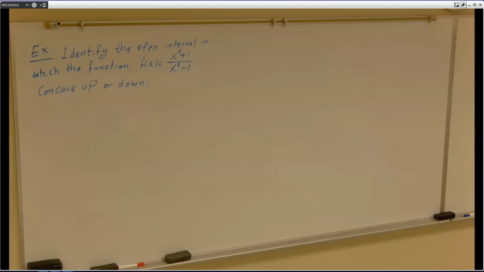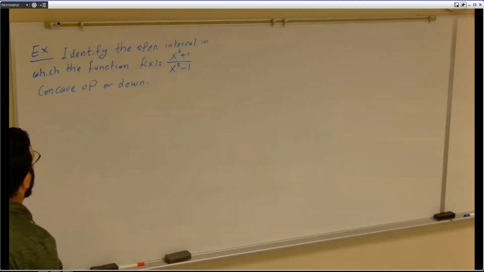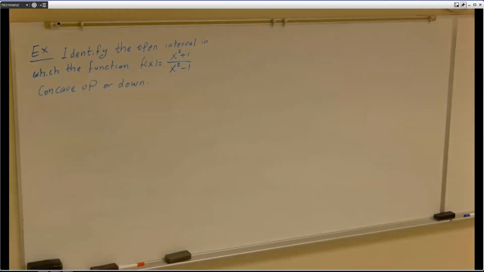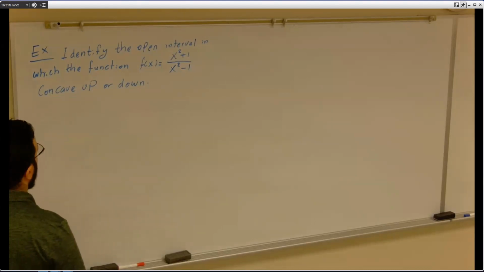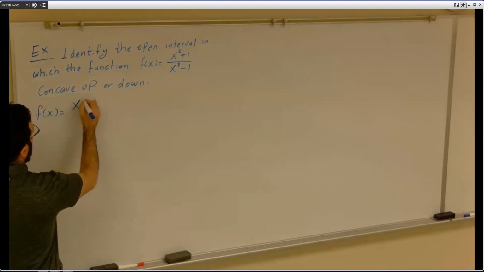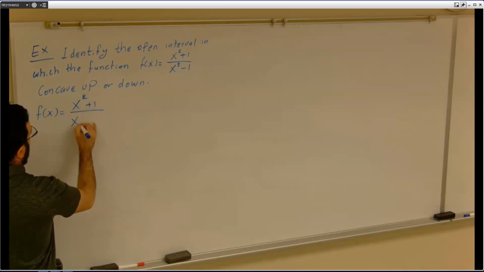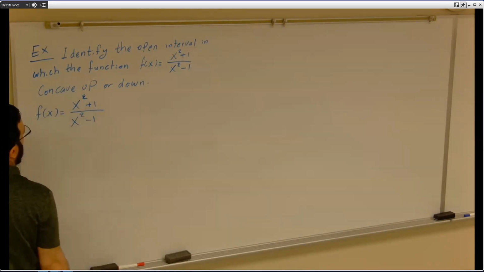Find the open interval in which the function f of x equals x squared plus 1 over x squared minus 1. So we're going to do exactly the same thing. My function is f of x equals x squared plus 1 over x squared minus 1.